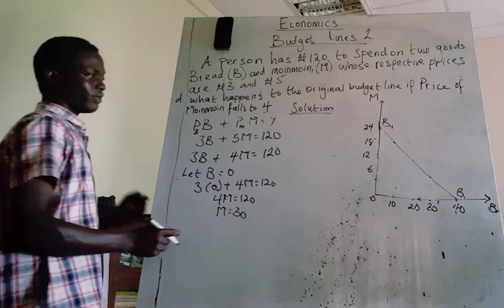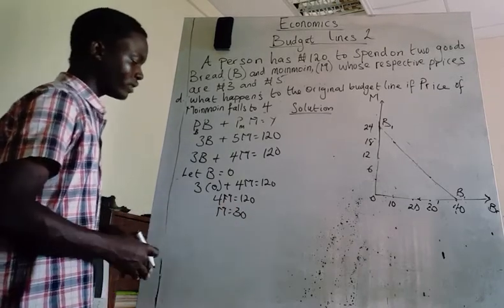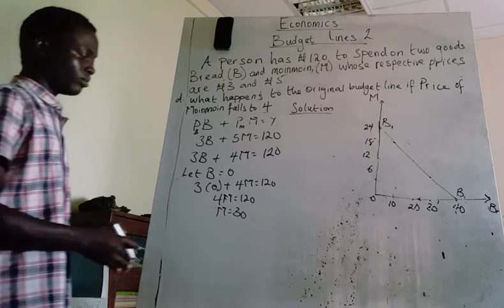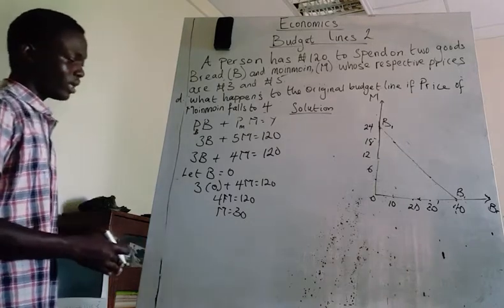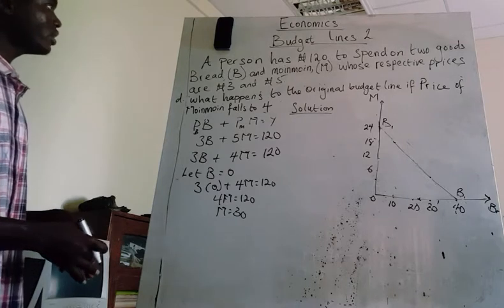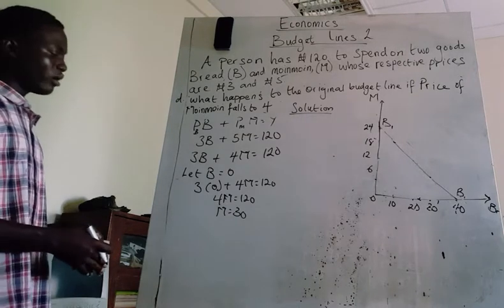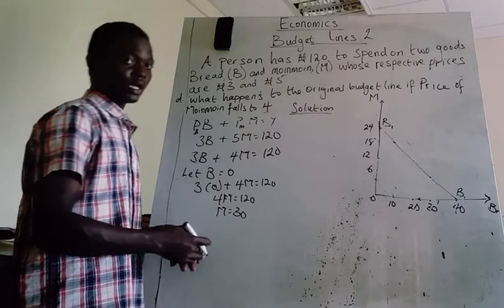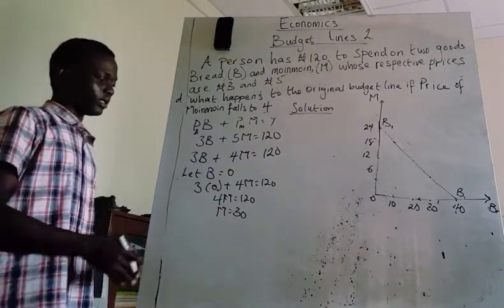So we can see that if the consumer decides to spend all of his income on moi now, he's going to be able to afford 30. Yeah, our consumer will be able to afford 30 units of moi.